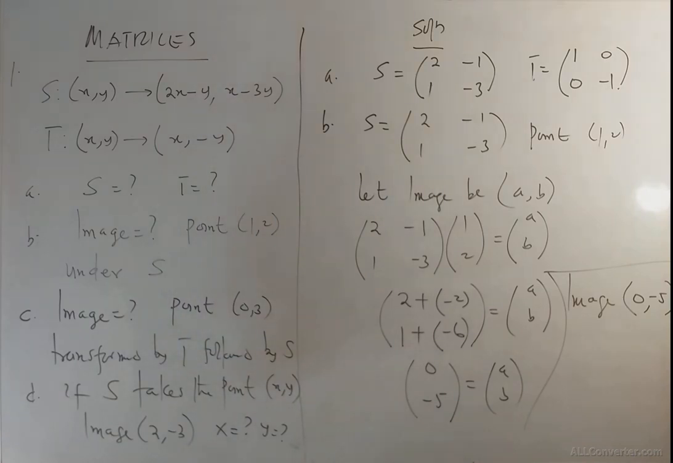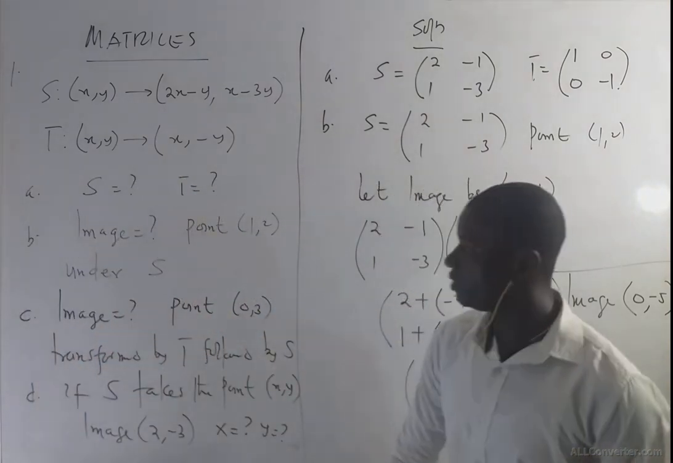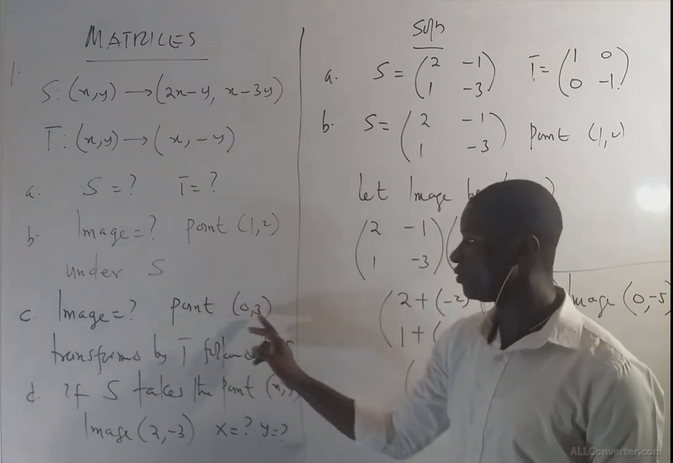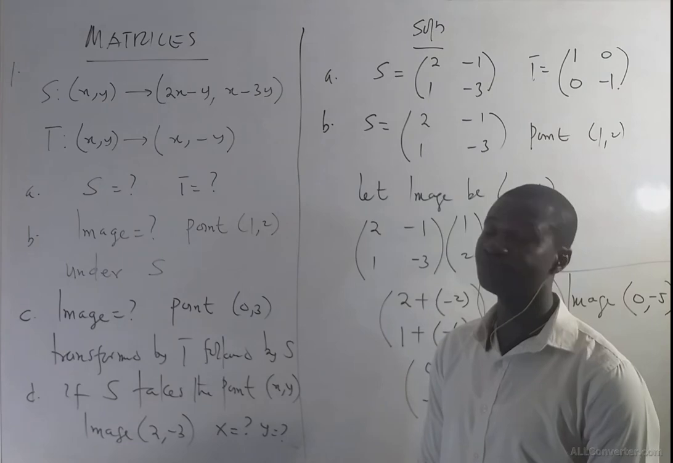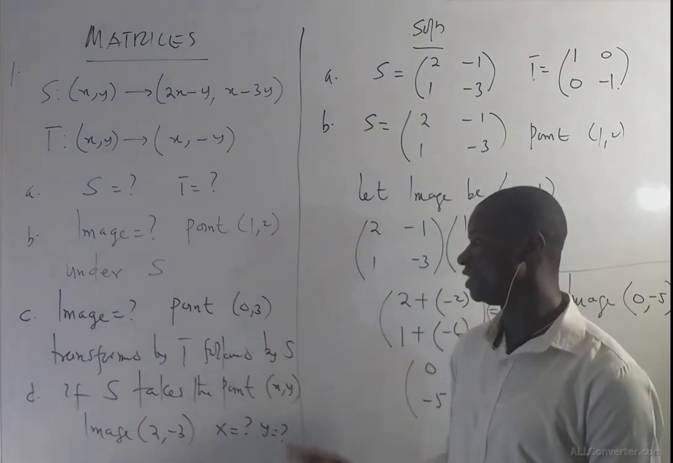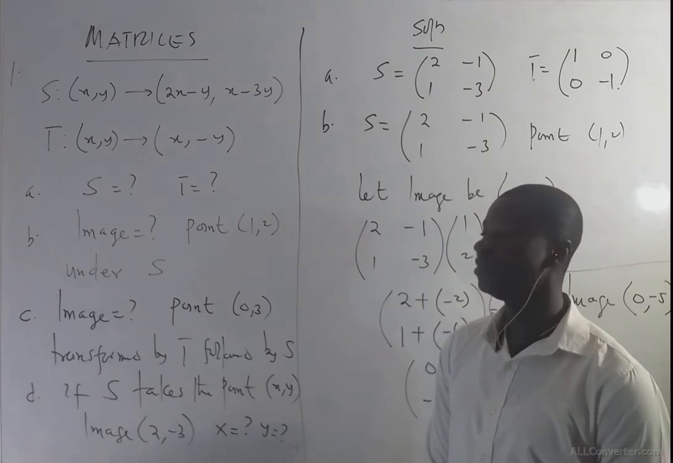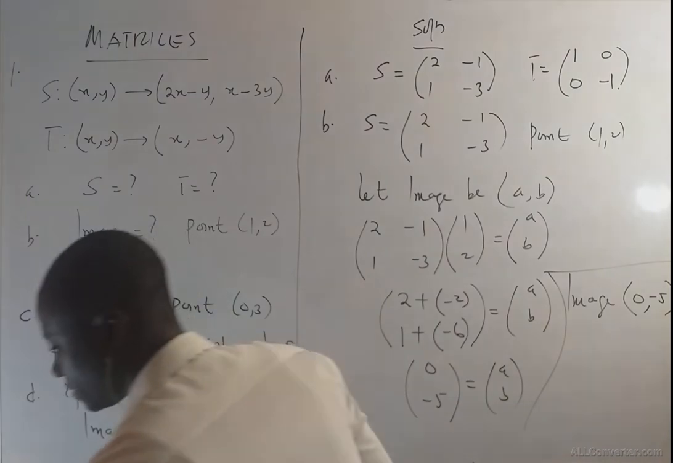Now we are done with the A and the B. Now we are on the C. With the C, we are asked to find the image. That's why the image is question mark here. So we have to find the image, and the point is 0, 3, transformed by T followed by S. This is the most important thing. That's what you have to take note. When you say T followed by S, what's the meaning? It means ST. That's all.